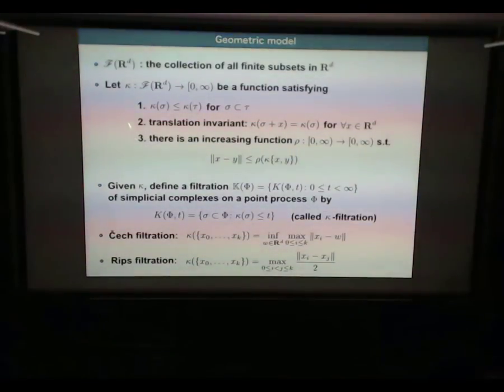Anyway, given this kappa, we define a filtration of simplicial complexes on the point process phi by the sublevel set as before. Namely, a simplex sigma is included in our model at level t if its value assigned by kappa is less than or equal to t. We call this filtration the kappa filtration. From the first assumption, this is actually a simplicial complex because of the increasing property of kappa. By taking kappa as this, we can realize the standard Čech filtration. The Rips filtration is also realized by choosing this. And it satisfies some stability property, which will be important to show a certain property of the measure.